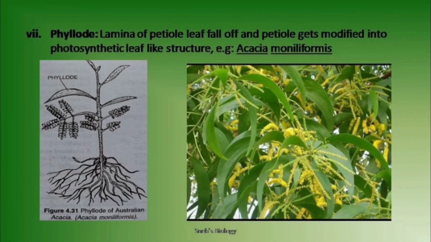Next is phyllodes. In this case, the petiole of the leaf becomes green to perform photosynthesis, and we find it in the case of Australian acacia. In Australian acacia, the leaf blade is very small. It is a xerophytic plant. The leaf blade falls off, and when the leaf blade falls off, this petiolate part becomes thick and green, and it is going to perform photosynthesis.